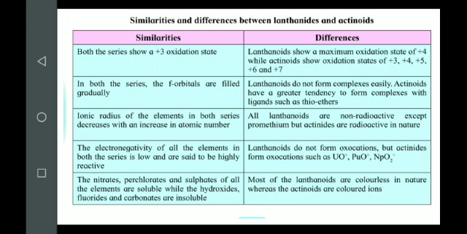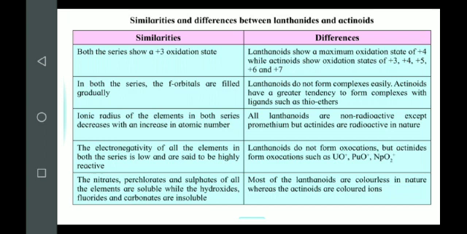We know that both lanthanoids and actinoids interrupt the third group. That is why the +3 oxidation state is the most common oxidation state shown by both lanthanoids and actinoids. But the variation in oxidation state is more in actinoids than in lanthanoids. So the differences: lanthanoids show a maximum oxidation state of +4, whereas actinoids show oxidation state variation from +2 to +7.